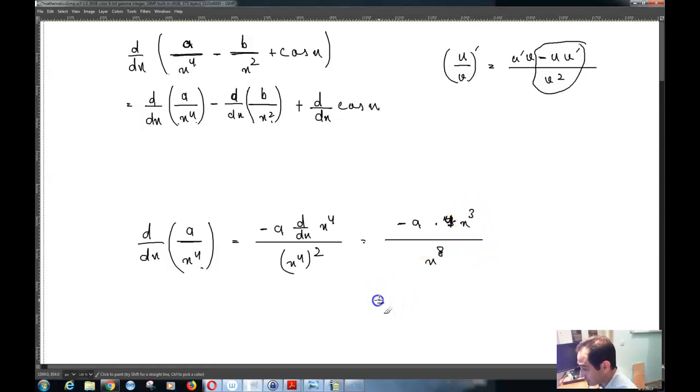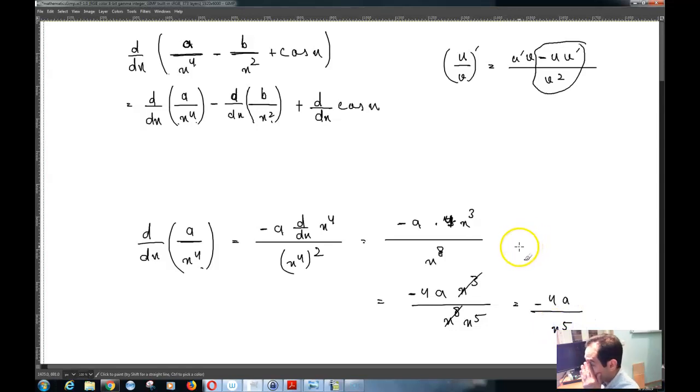So that is the same thing as negative 4a x raised to the power 3 over x raised to the power 8, which is the same thing as negative 4a over x raised to the power 5. So the derivative of this part is negative 4a over x raised to the power 5.